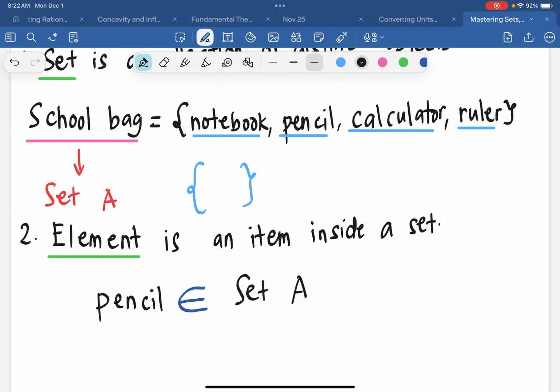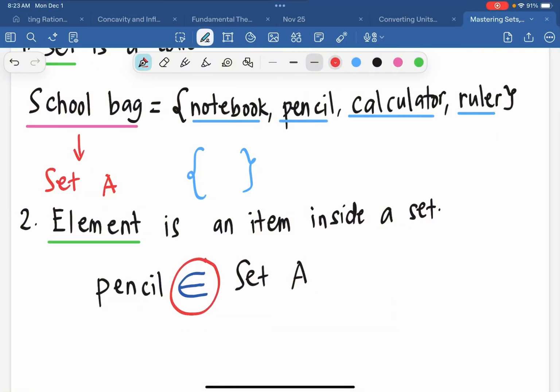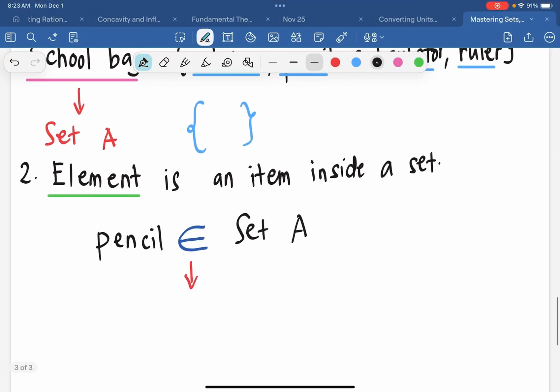And again, this symbol here means is an element of, and I hope that's clear. Let me write it down. So again, this means as an element of.